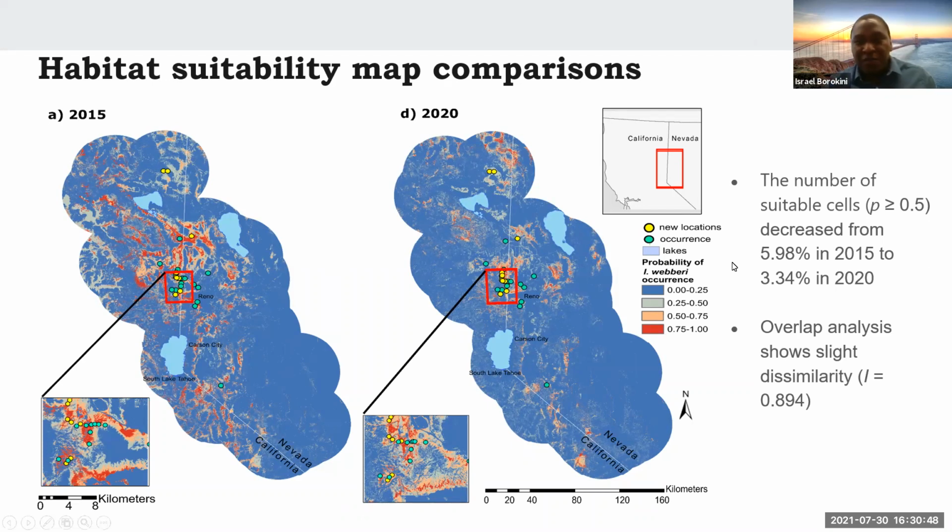And from 2015 to 2020, the number of suitable cells within those maps, each of the grid cells that were considered suitable, decreased by almost 50%, which means that the new information we added helps to reduce overprediction of the niche of the species.